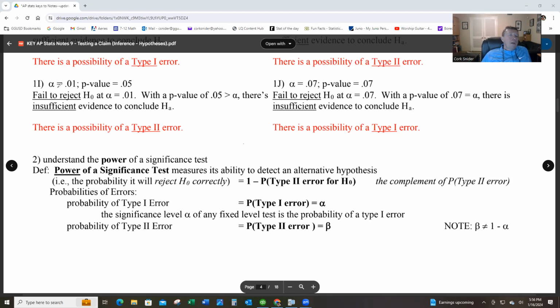All right, here we go. Alpha is 0.01, p-value is 0.05. That's a fail to reject. Remember, not enough proof. When the p-value is larger than alpha, that's not enough proof. That's a fail to reject H0. We can't conclude HA. We say insufficient evidence. That's the phrase we use. That's a type 2 error, possibly. It doesn't mean you committed these errors. It means you have a possibility of that. Remember, no matter what decision you make in life, you run the risk of being wrong. Isn't that obvious?